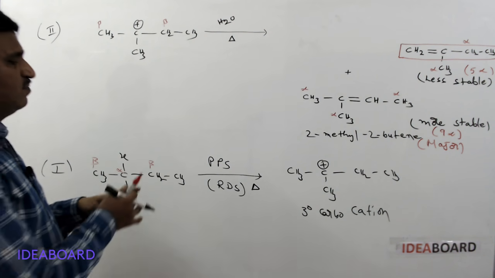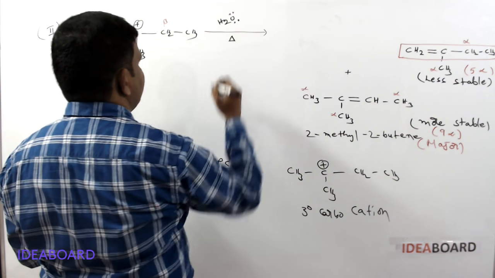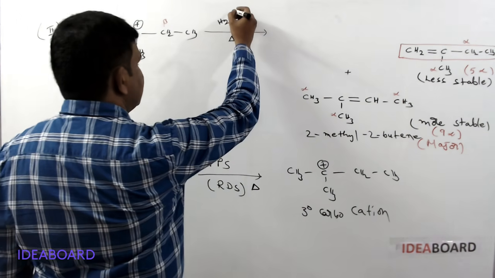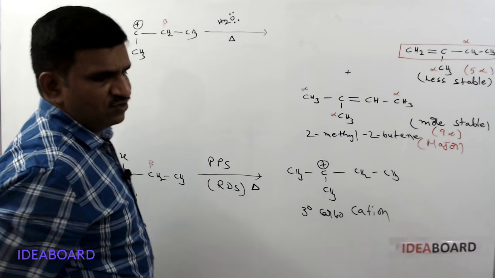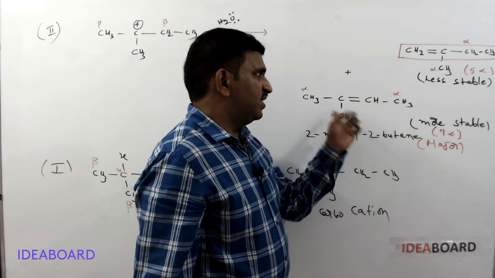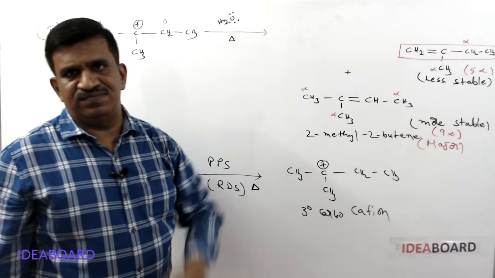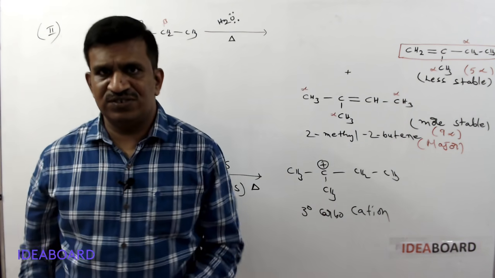Here the proton is taken up by this water molecule. The water molecule acts as a weak base, and since the lone pair is there, the proton is accepted by it and it is converted to H3O+. So by the elimination process at high temperature, it is giving alkene. I will give more details in the next class.